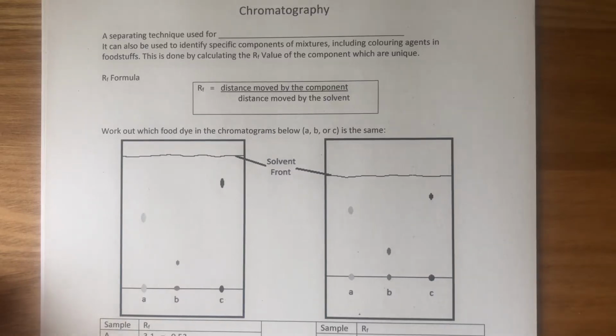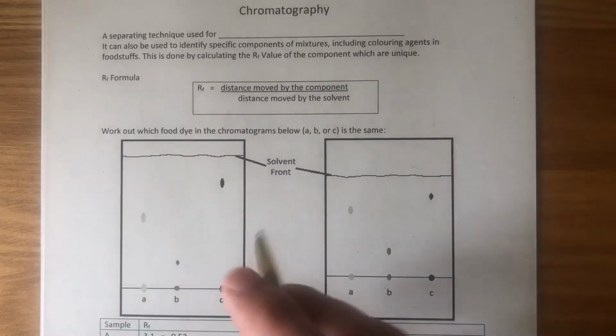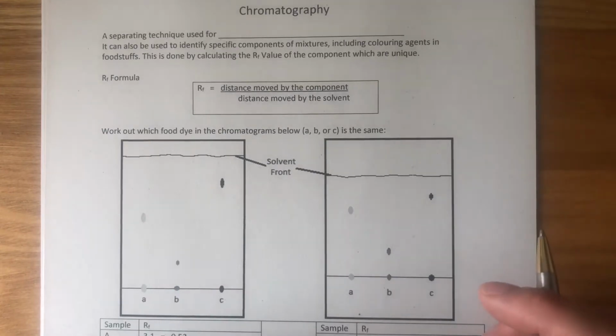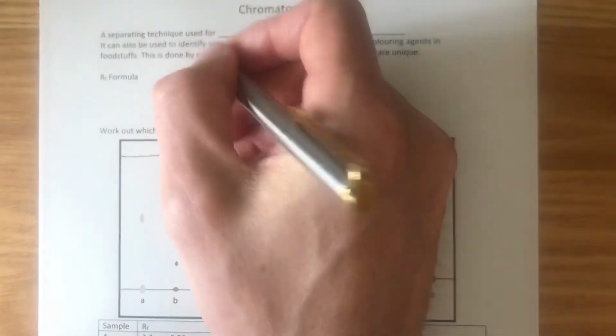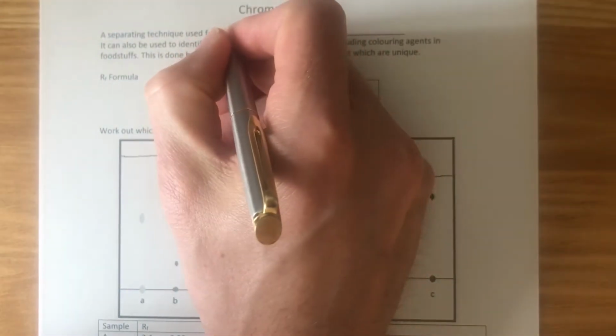So we're going to talk through chromatography in this video. Chromatography is used for separating and identifying the soluble substances in a mixture. Okay, so let's get that written here.